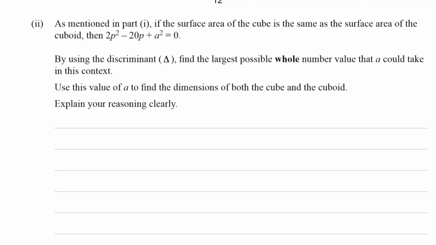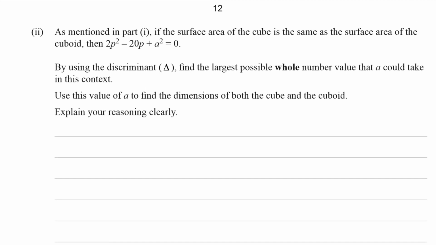Okay, part 2. We're asked to use the discriminant to find the largest possible whole number that a could be for the surface area of the cube to equal the surface area of the cuboid. And then using this value of a, this whole number, find the dimensions of the cube and the cuboid.